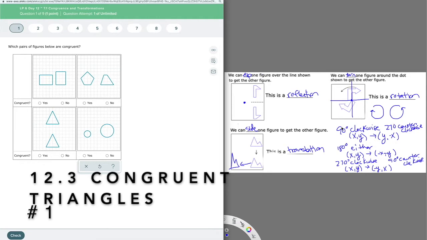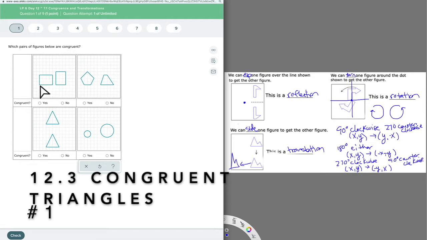So when we ask if an object is congruent, we're asking, is it the same size and shape? Not general shape, exactly the same shape. So it can't be just two general triangles and have that work. They have to be exactly the same size and shaped triangle, or whatever figure we're looking at.